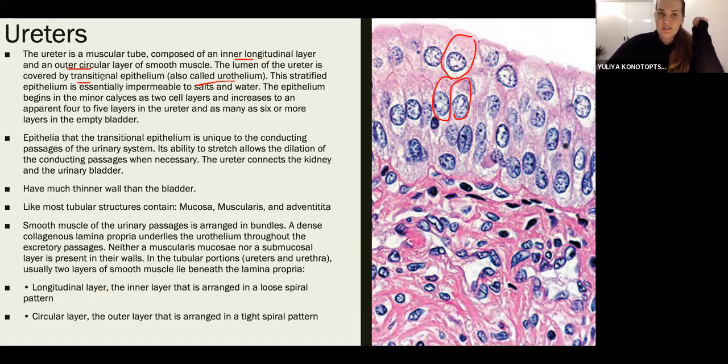Why is it called transitional epithelium? Because the shape of these umbrella cells will always be different depending on the level of stretching. So, is my bladder full? Is my ureter extended?